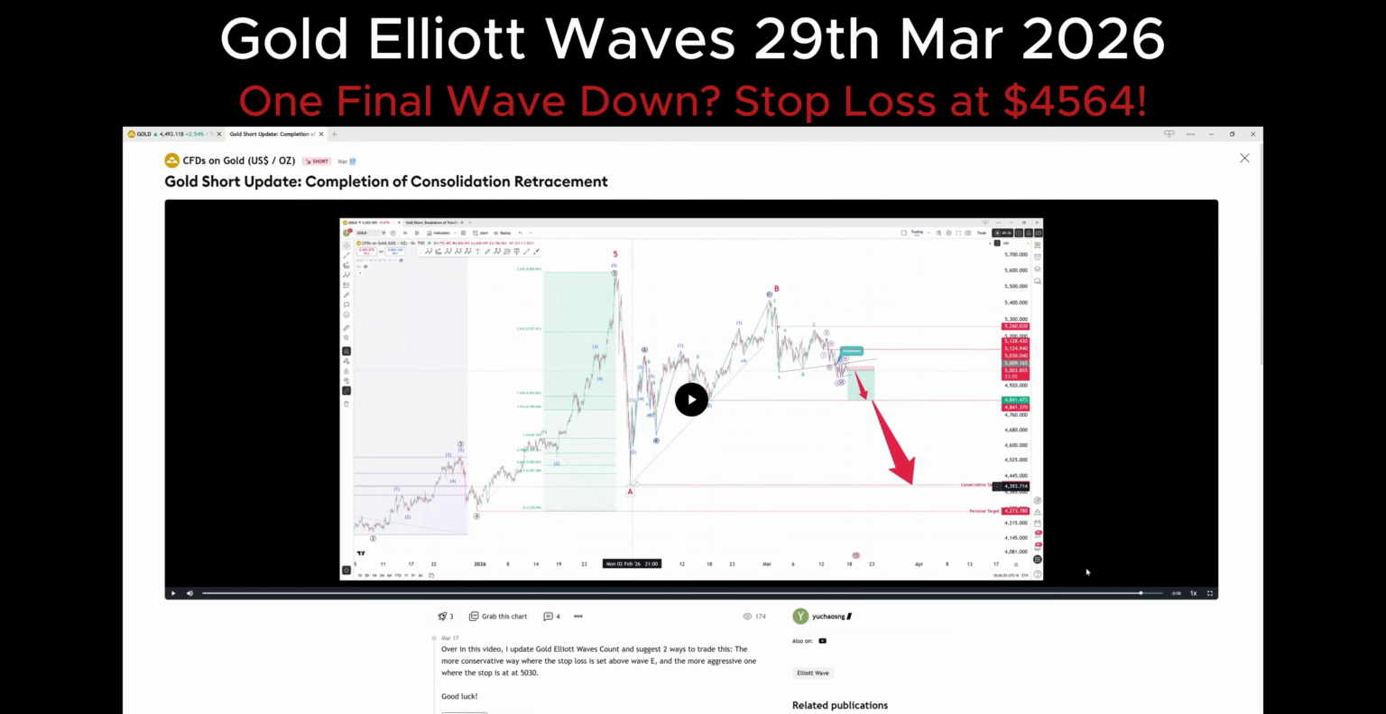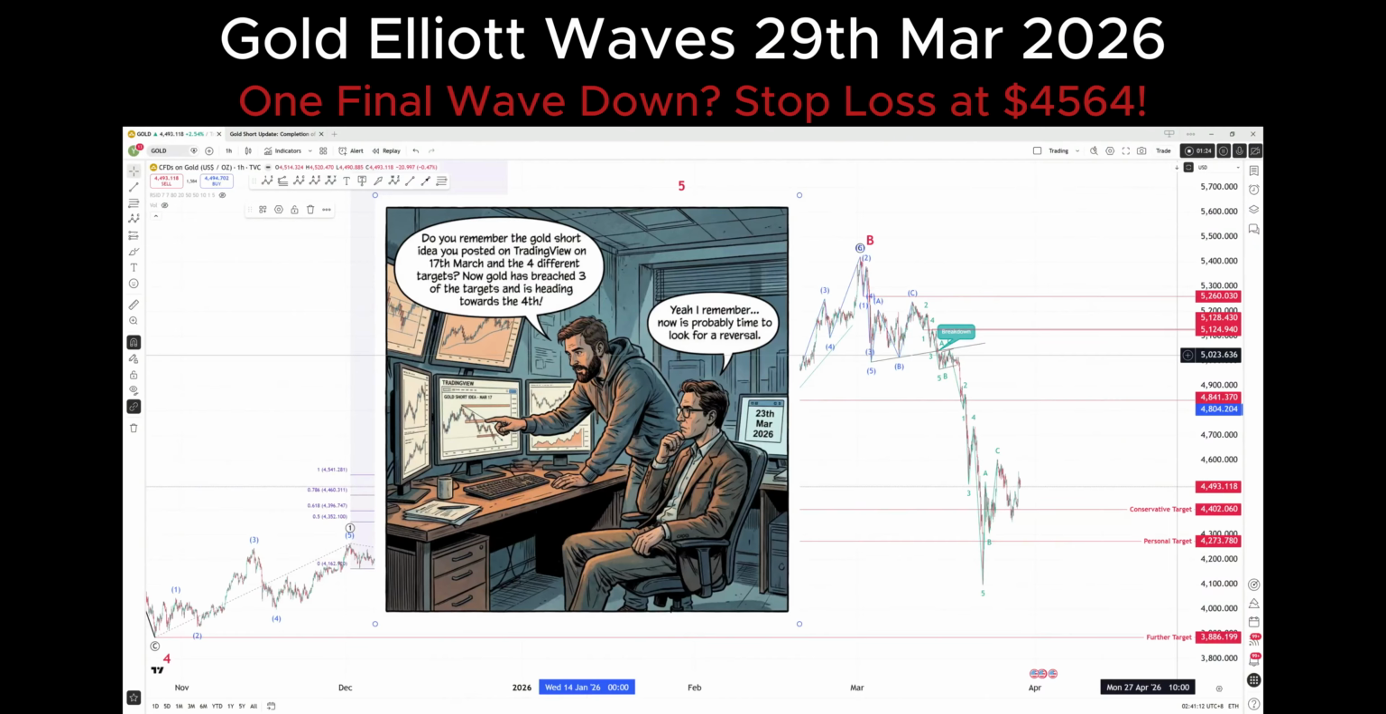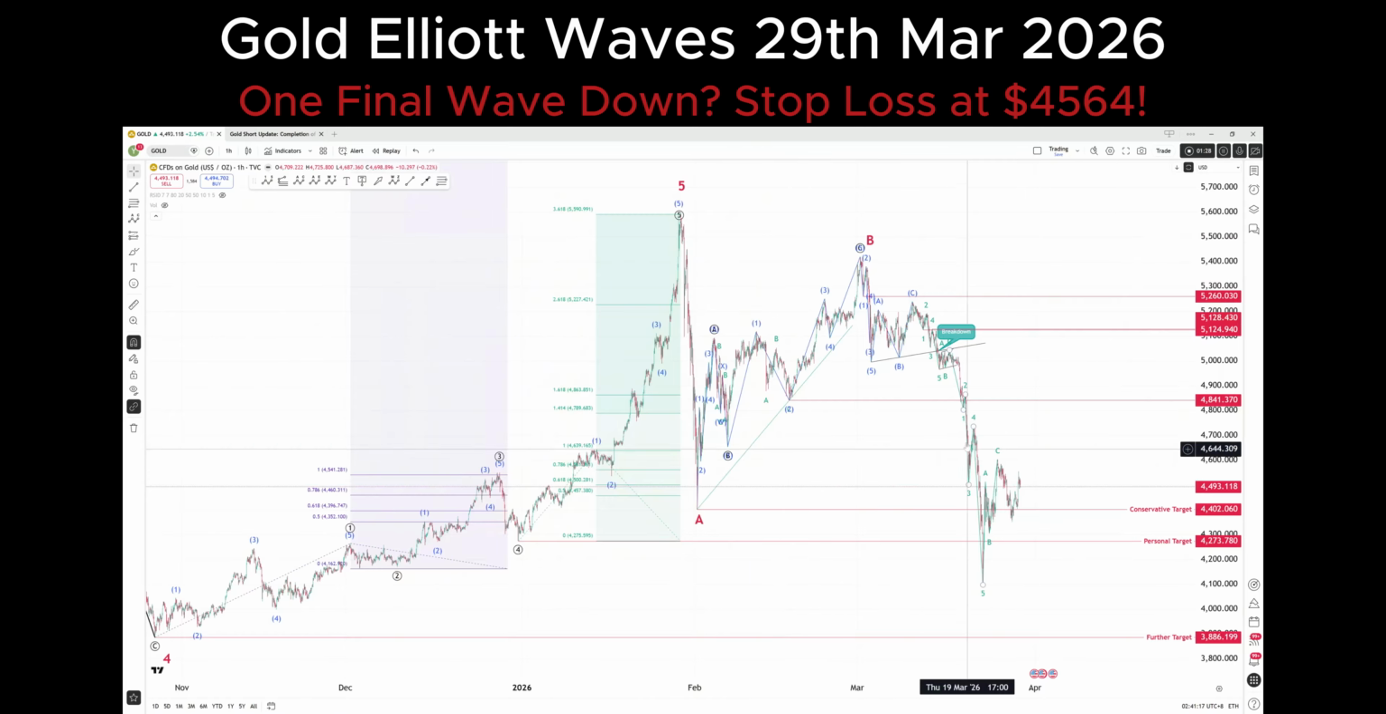If you scroll around to near the end, you see that I have a few targets over here. One, two, three. I didn't go to the further one because I didn't imagine that Gold would fall so fast. Okay, so now let's talk about this update.